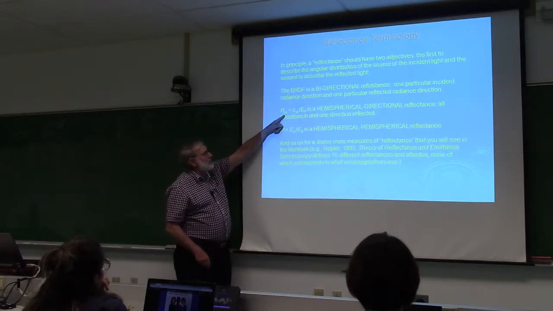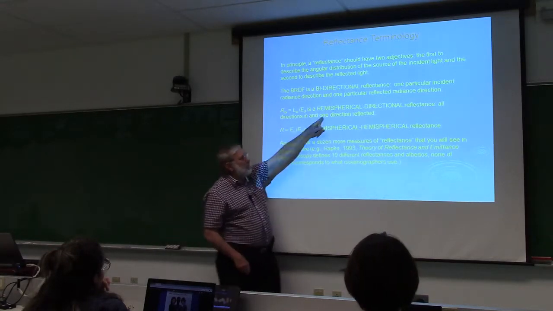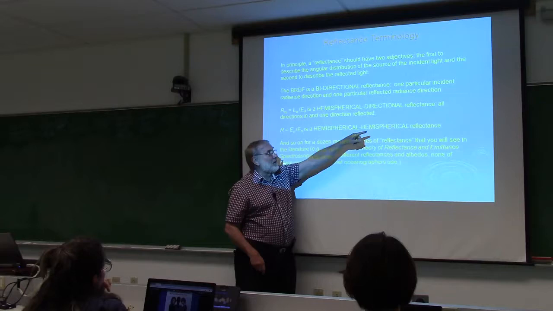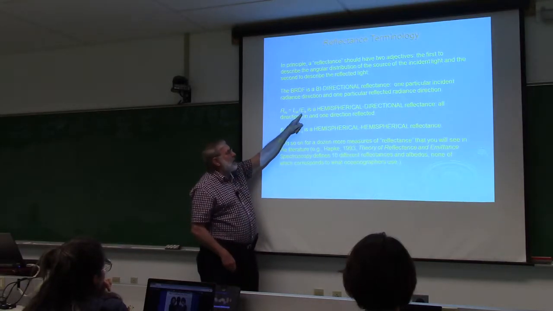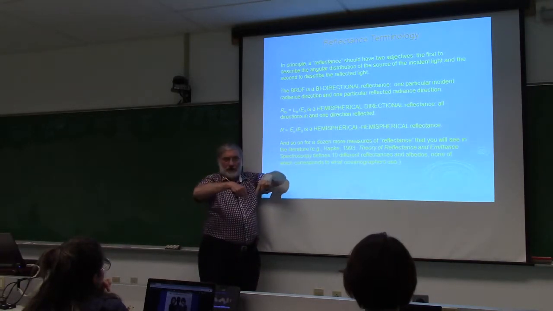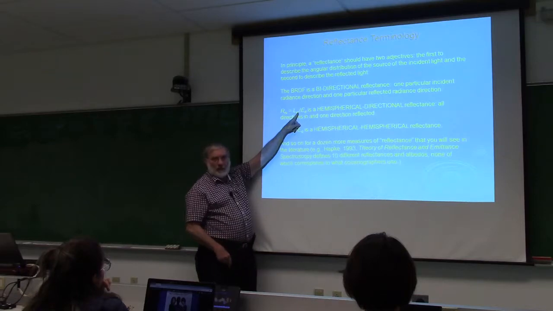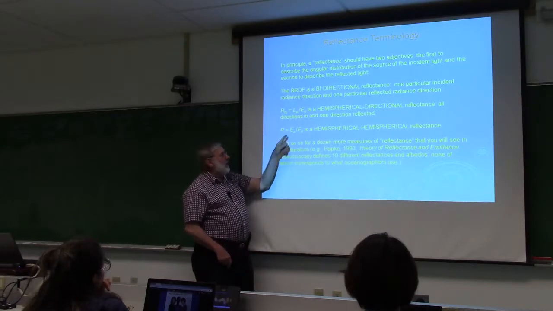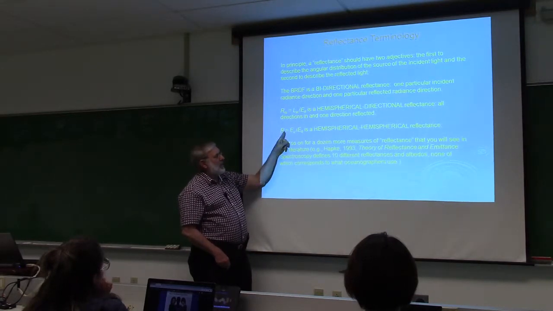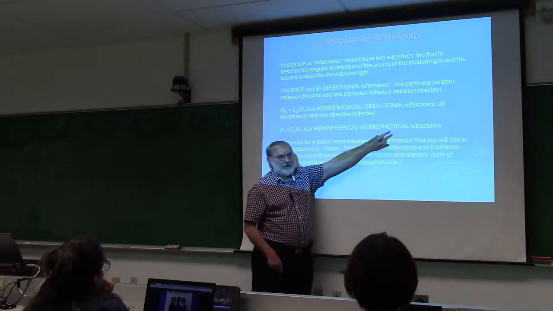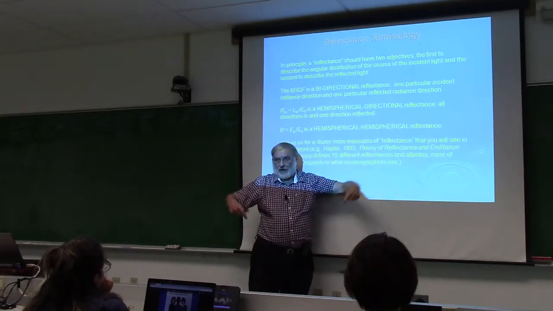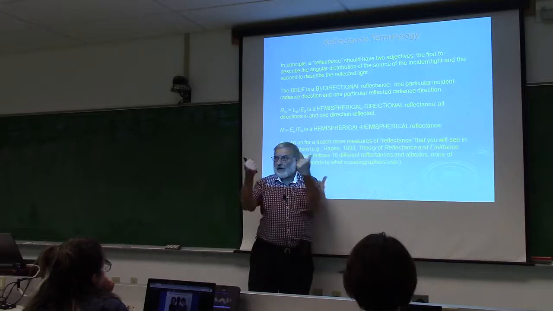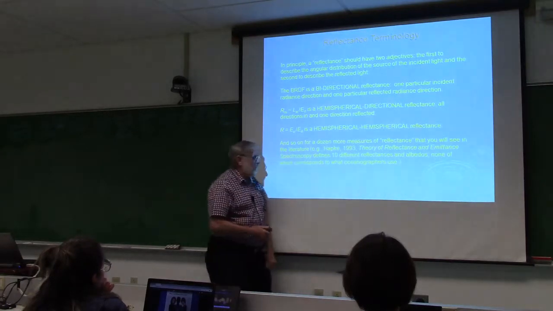Now the remote sensing reflectance is a hemispherical directional reflectance because it's taking all incident directions and talking about one direction coming out. And then the irradiance reflectance is a hemispherical reflectance. It's taking all downward directions and then all upward reflected directions.